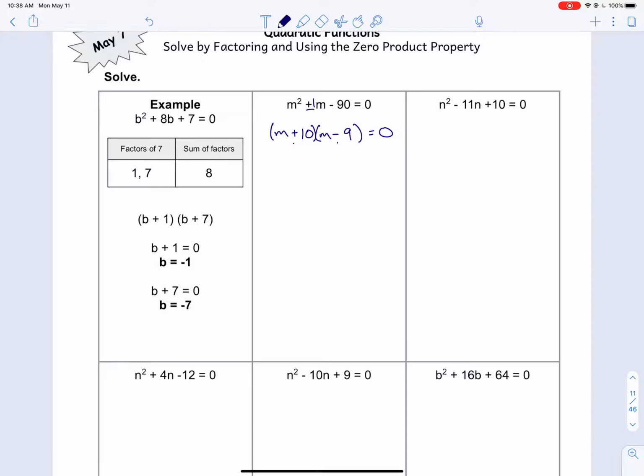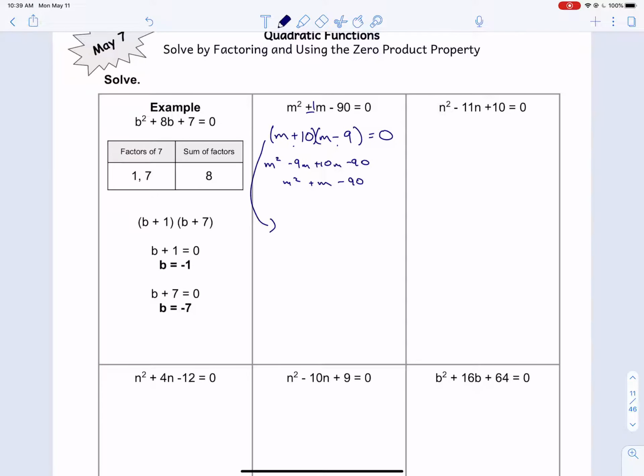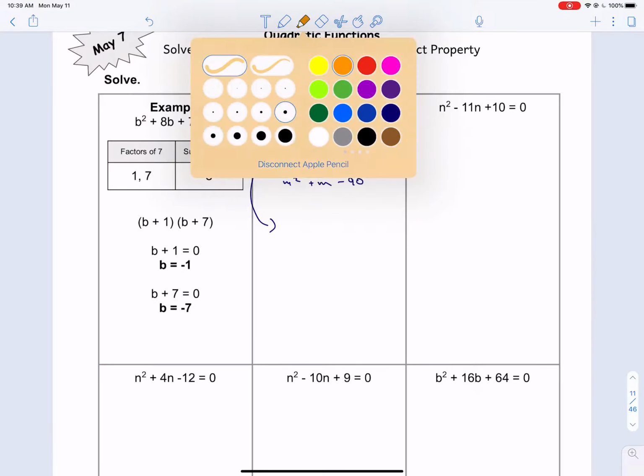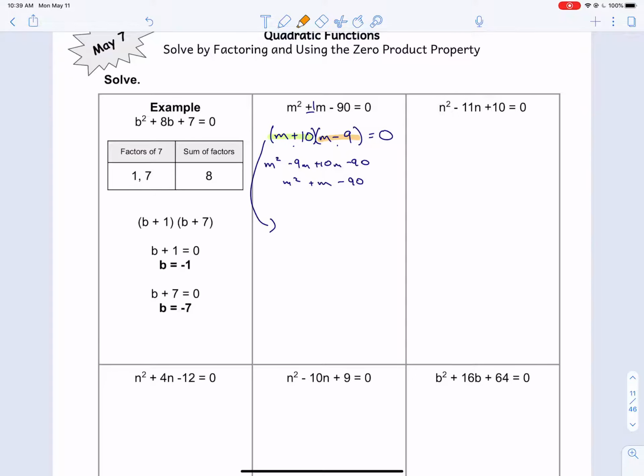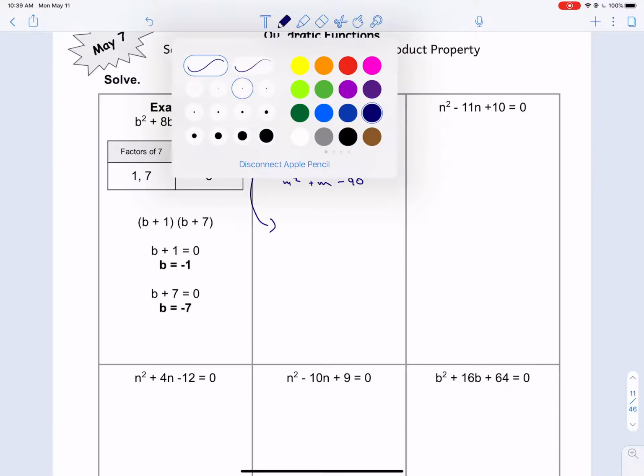So I'm just going to multiply this out just in case I made a mistake. So that's m squared minus 9m plus 10m minus 90. This is just my quick check before I go on so I don't continue making mistakes in my problem. Okay, so that's good. All right, so let's bring this here, and we're going to set each of those factors equal to 0.